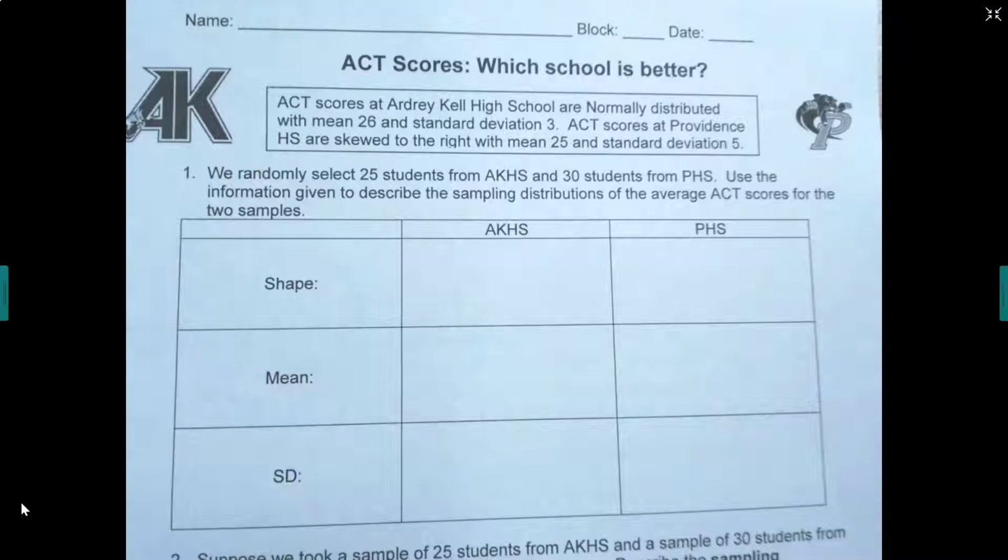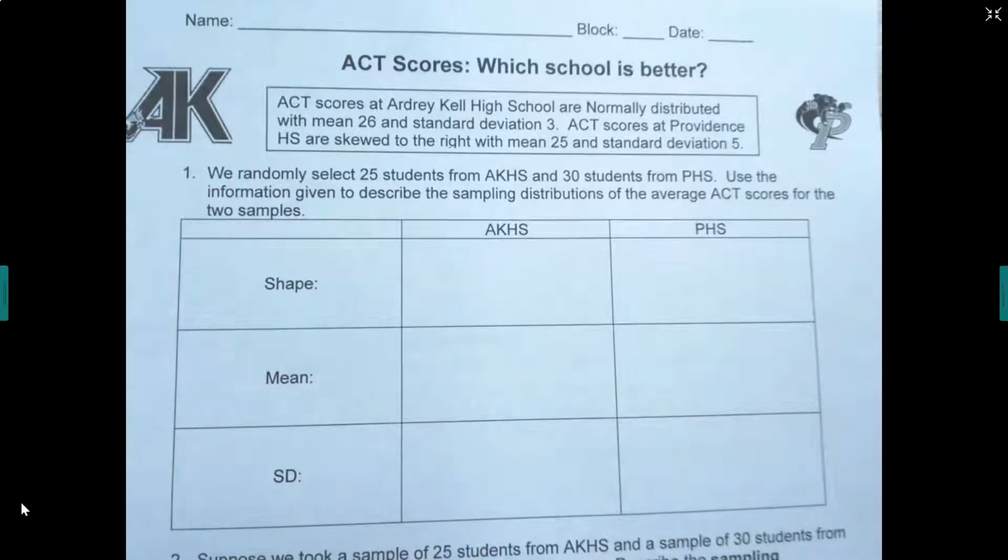two means. All right, so today's scenario is we have ACT scores again, and now we have two different high schools, and we're wondering, there'll be a question at the end, who does better? And we'll find that out. So let's look at them independently. So we have Audrey Kell High School, and we have Providence High School. With Audrey Kell, they have an ACT score that is normally distributed with a mean of 26 and a standard deviation of 3.